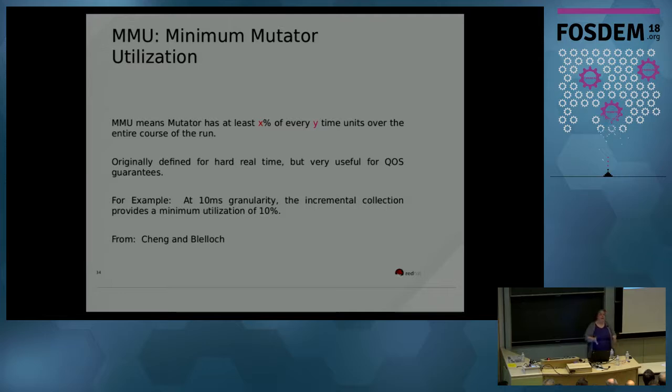Basically, out of every 10 milliseconds, how many milliseconds did the Java thread get, and how many milliseconds did the garbage collector thread get? And so when you use this kind of a metric, you actually have something where you can compare apples to apples. What you're going to get out of it is the answer to, am I going to be able to guarantee a response time of 10 milliseconds? Is the Java processor getting enough time? And this isn't mine. This is from Cheng and Blelloch from a paper back around 2000.